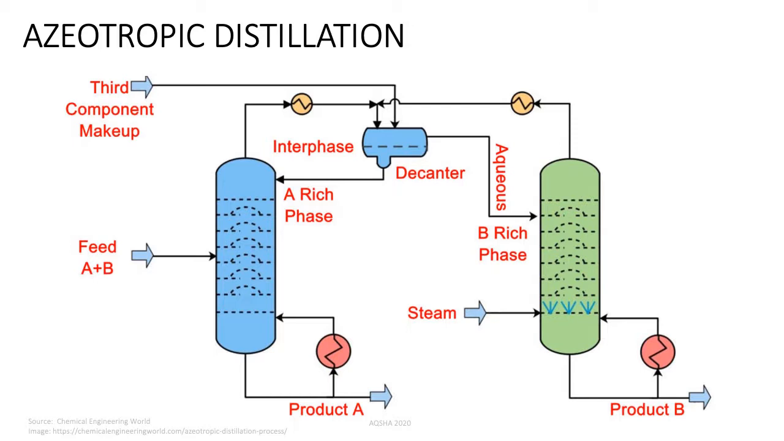In here we're going to have a heterogeneous mixture, and this azeotrope splits into two liquid phases in the overhead condenser, so it's easy to separate. One liquid phase is sent back as reflux, and then the other one is sent to another separation step or taken off as a product.